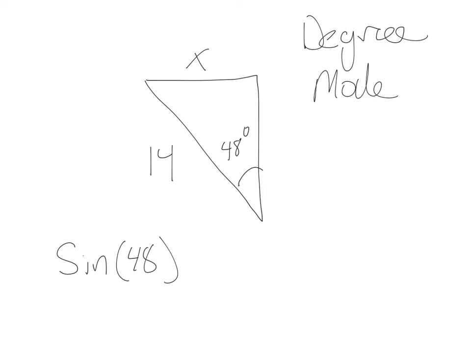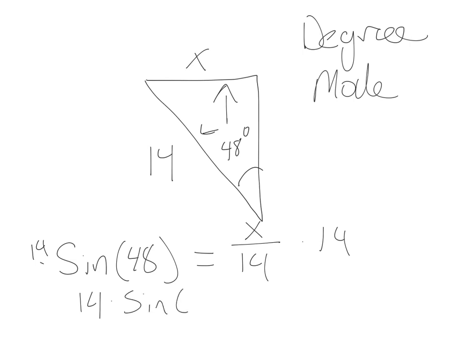So we're going to set up the ratio here. We're going to say the sine of 48 degrees, and the reason we're using sine is because we're interested in the opposite side, and we know the hypotenuse. And sine is the one that relates opposite and hypotenuse. And it says sine of 48 degrees should be equal to the opposite over the hypotenuse. If I want to solve for what the opposite is, then I have to multiply both sides by 14. So I get 14 times sine 48 equals x.